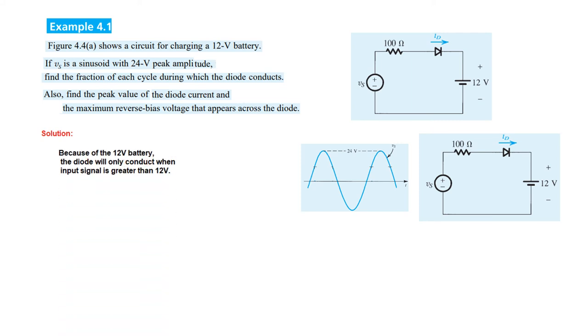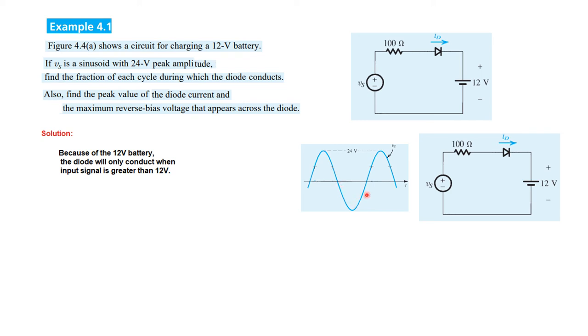Now, because of the 12 volt battery, the diode will only conduct when the input signal is greater than 12. So I hope I understand this, that the diode will only become forward biased because there is a 12 volt here. So when this input side becomes more than 12, say 12.1, 12.5, 13, 14, then this diode will conduct. So when this voltage starts from 0, and the moment it crosses 12, only then will the diode start conducting, and then it reaches the peak of 24, then coming down, the moment it becomes less than 12, the diode will stop conducting.